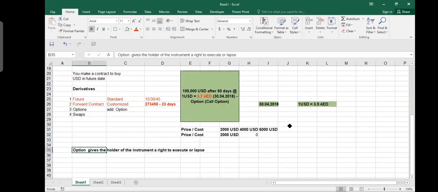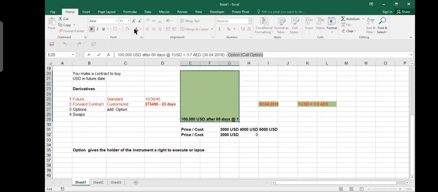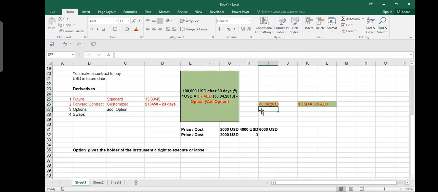What does that mean? Which means that on 30th of April, when the time comes, I will see how much the market is. It is 3.5. How much is my contract? It is 3.7. I say I'm not interested in executing the contract. I have this option, so it is no more my obligation. It is no more my liability that I must go there and buy it at 3.7. If it says option here, then it means it is my right to decide what I am going to do.